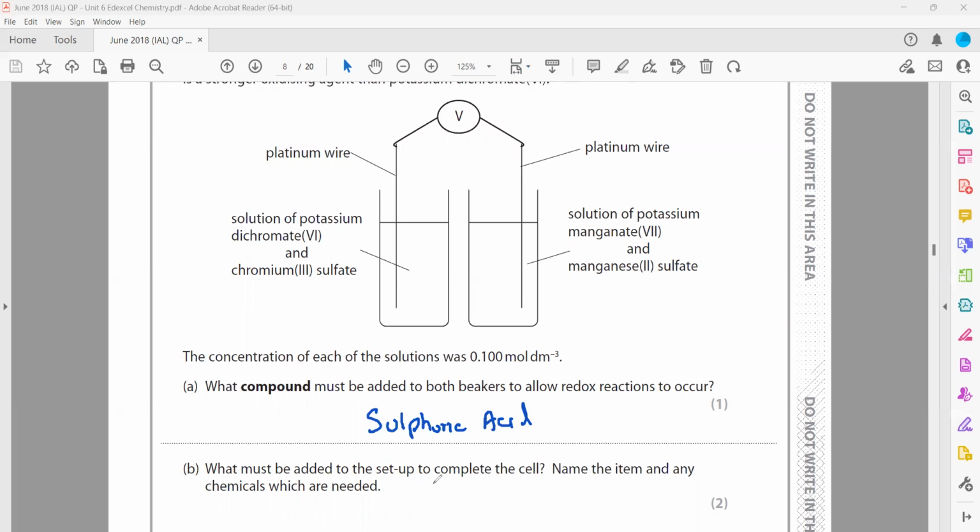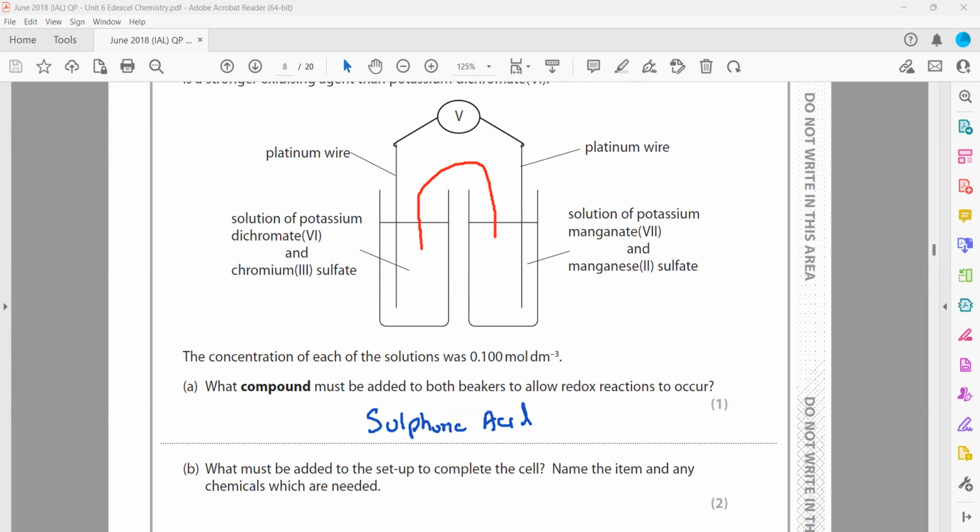What must be added to set up a complete cell? Name the item and any chemical which is needed. To make a complete circuit, what is missing here? The missing part is a salt bridge. And what is usually a salt bridge? It's usually a filter paper which is soaked in potassium nitrate, like a group 1 salt solution, so that it can make the complete circuit.